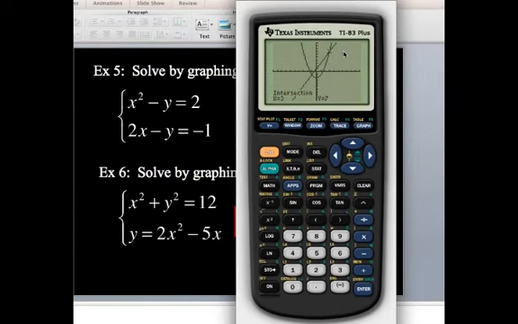To solve example 6 by graphing, that one's a little bit more difficult, at least the first part is. We've got to get the y by itself again, so we have to subtract y squared and subtract 12, but then we have to take the square root of both sides. And just like we mentioned in an earlier problem, when we take the square root of both sides, we have to have a positive and a negative answer. So here's what we're going to get.